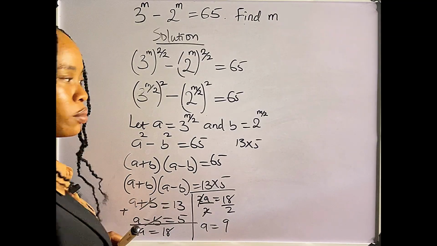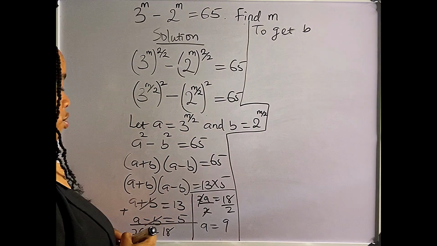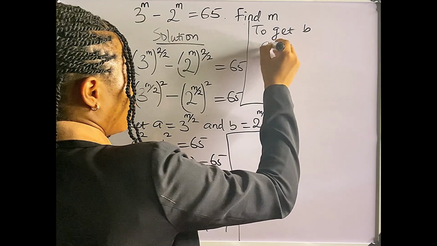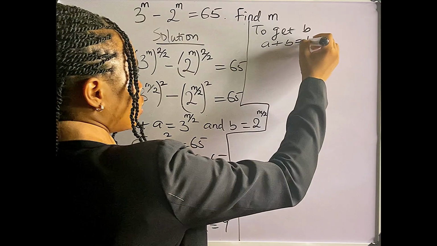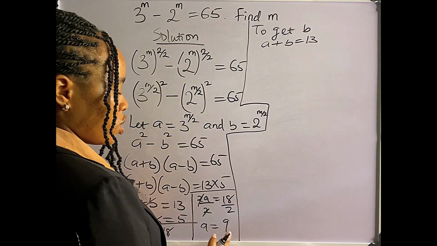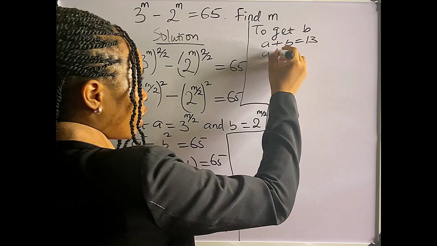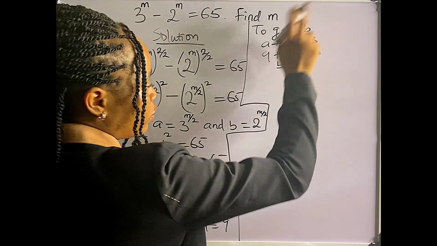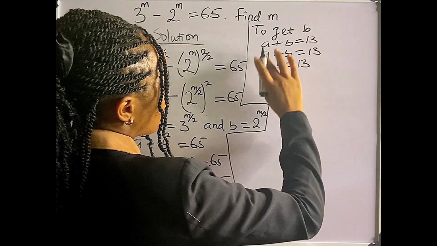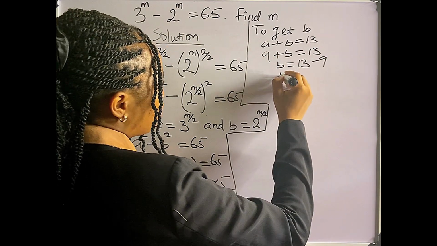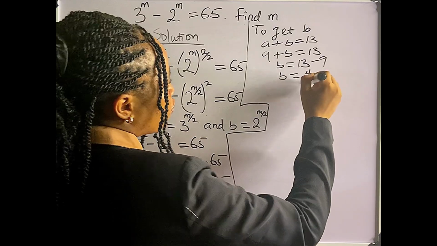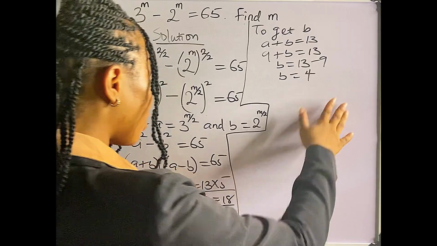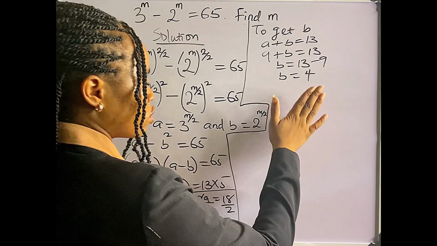So now let's find b. To get b, I can use any of the equations, either this or this. So let's say I go with equation 1, that's a plus b equals 13. Now we have a, so anywhere we see a, we replace it with 9. So that's 9 plus b equals 13. So we have that b equals, now I'm going to move 9 over to this side, so it becomes 13 minus 9. So b equals 13 minus 9, which is 4. Now you see that we've gotten a and we've gotten b.